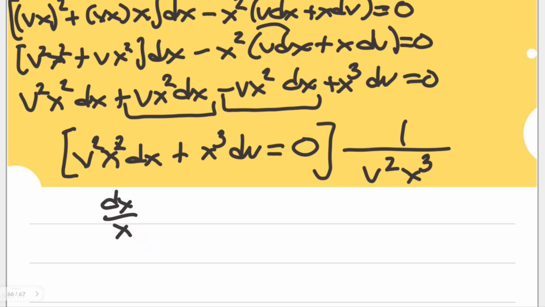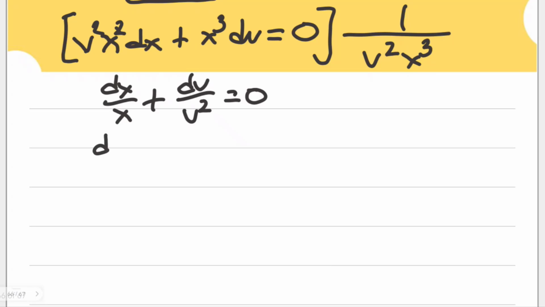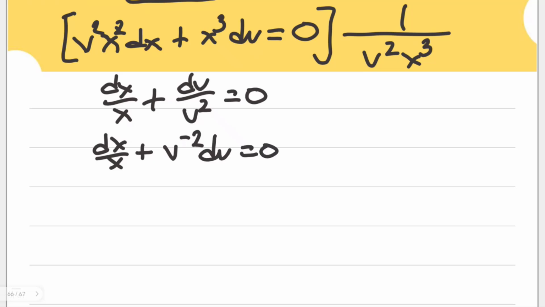Please try to review that one. Then, as we take the x cubed here, you are left with dv over v squared equal to 0. Or you can rearrange the v squared. You have dx over x plus v to the power of negative 2 dv equal to 0. We are done separating the variables. This time, we are now going to integrate both sides.